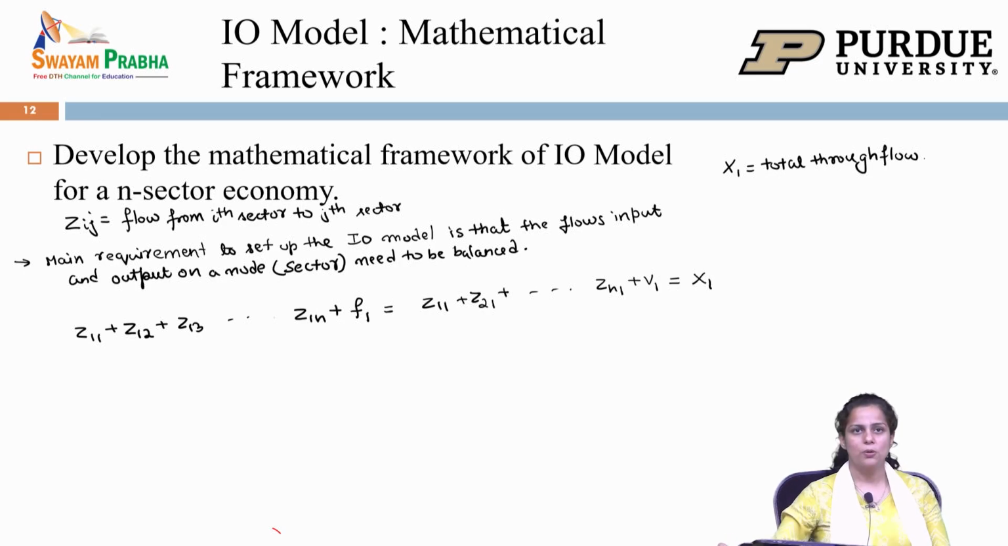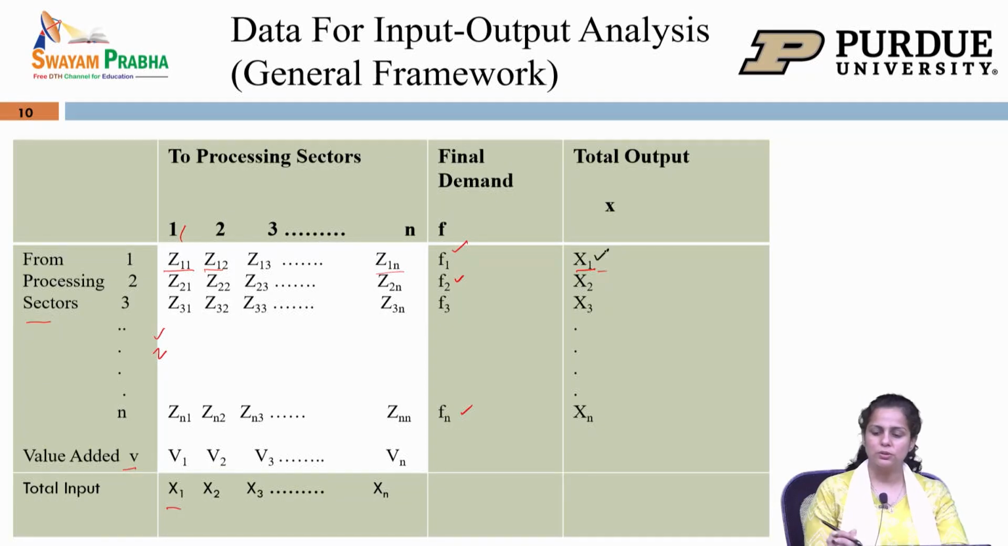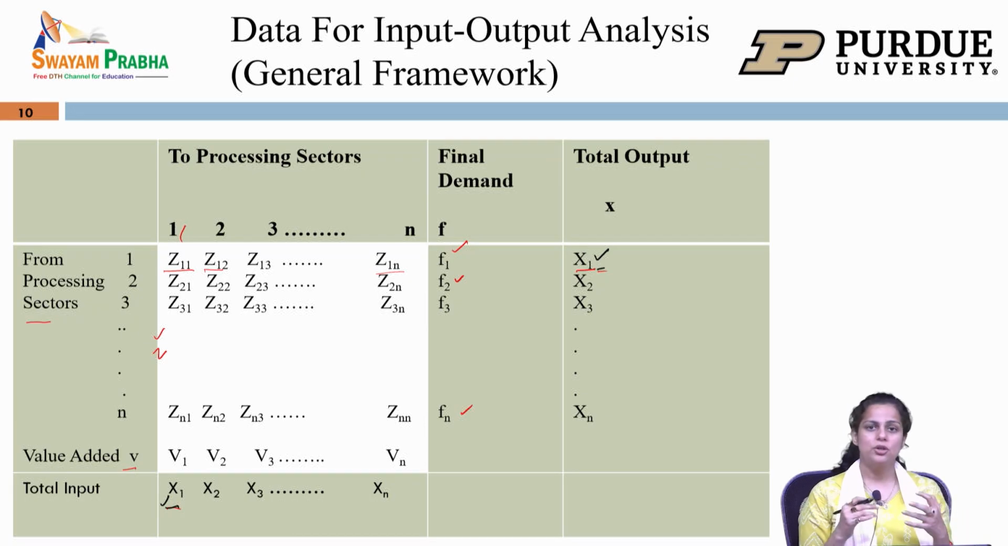So if we go back to the tables, you will see that this X1 is the total output and this is also the total input. If you see an input output table where your X1 input and X1 output, where the flows in the sector are not balanced, you will immediately know that there is something missing in the model, or there is some erroneous data that has been entered for this model.